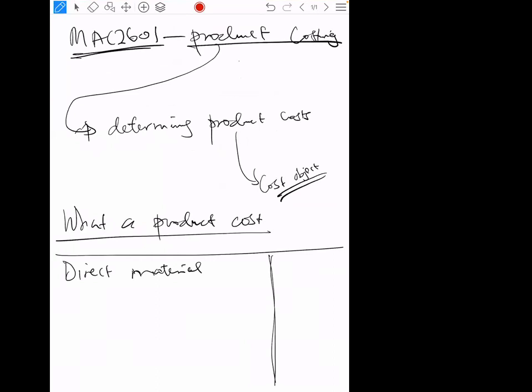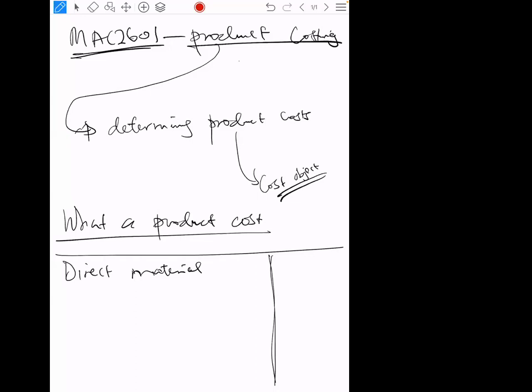The table that is before you is a product. It was manufactured by someone who determined the product cost of that table so that they can price it, how much they should sell it for in order for them to make a profit. Right, so now in the case of a table, what is direct material?